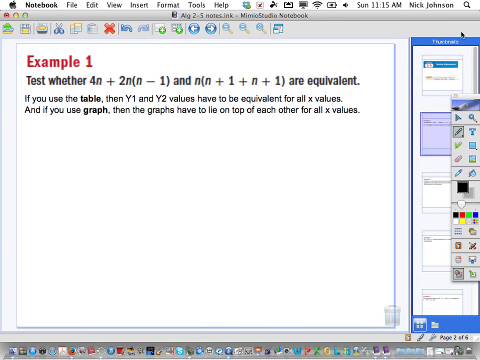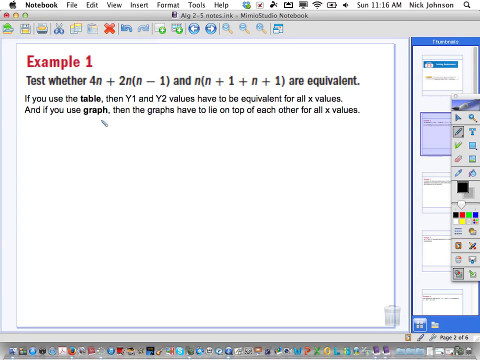So if you look at example 1, it says test whether 4n plus 2n times the quantity n minus 1 and n times the quantity n plus 1 plus n plus 1 are equivalent. If you use the table, then y1 and y2 values have to be equivalent for all your x values, okay? That means no matter what you put in for x, both the y2 and the y1 on your table have to be the same thing, and I will show you that in just a little bit.